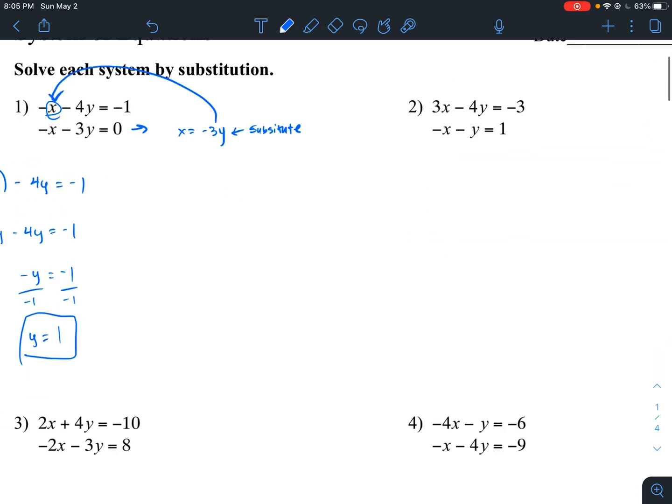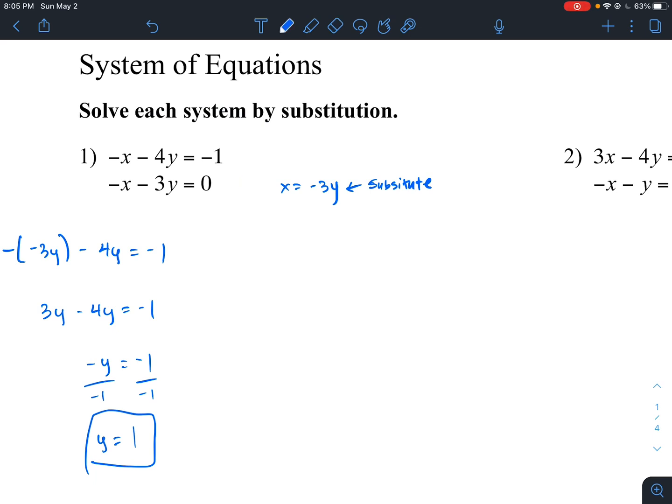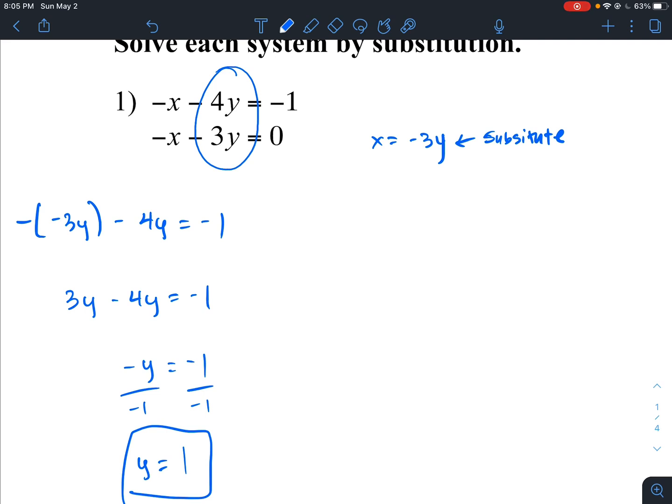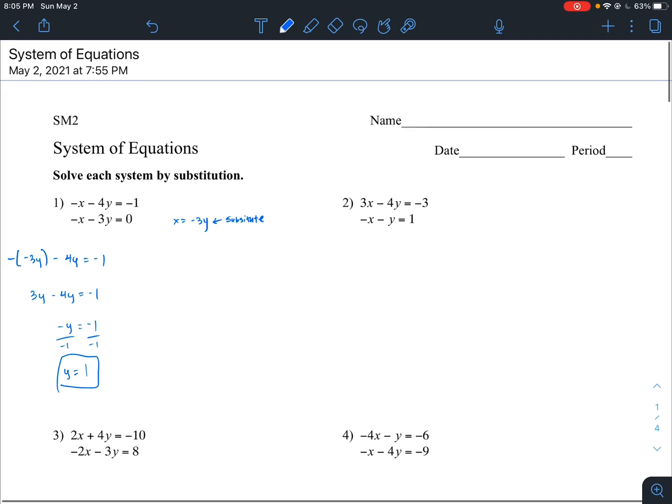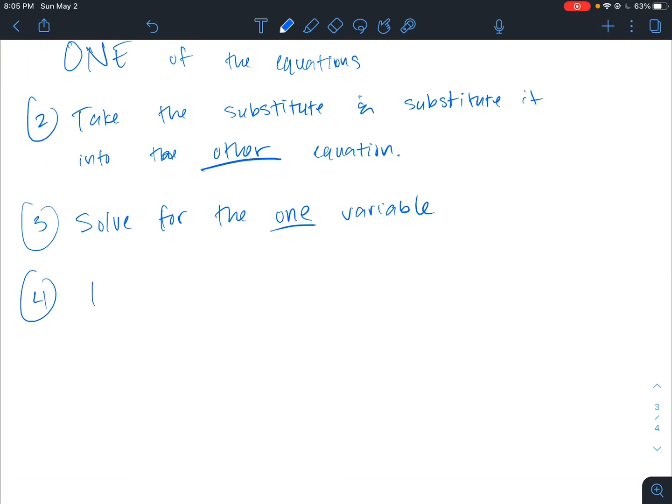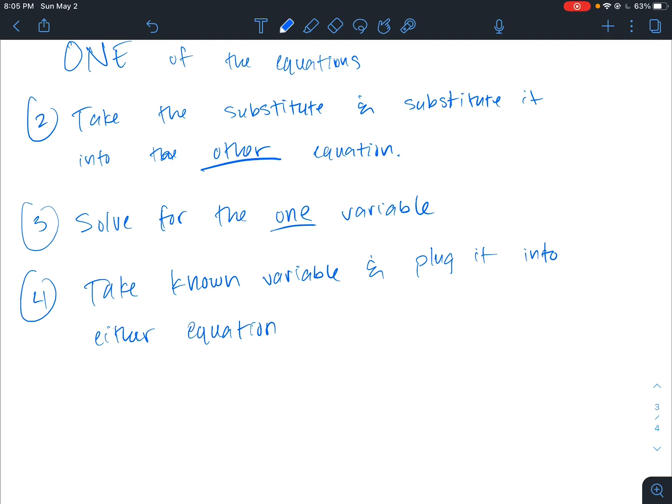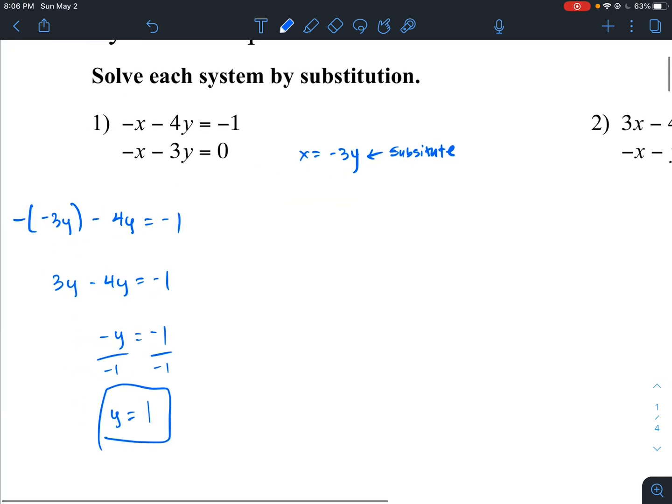But here's the thing, I know the value of y at this point. So what that means I can do is I could take the y and I could substitute the y into either one of these equations. It doesn't matter which one. Okay, so take the known variable and plug it into either equation and solve for the remaining variable. Okay, so I can take y is equal to 1, plug it into either of these equations, and solve.